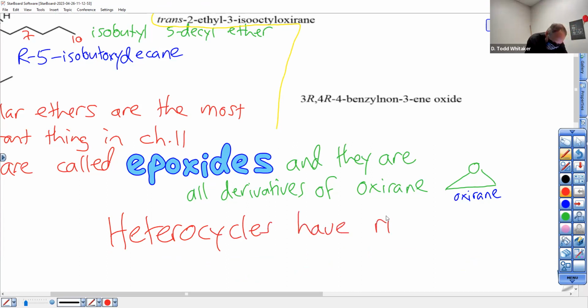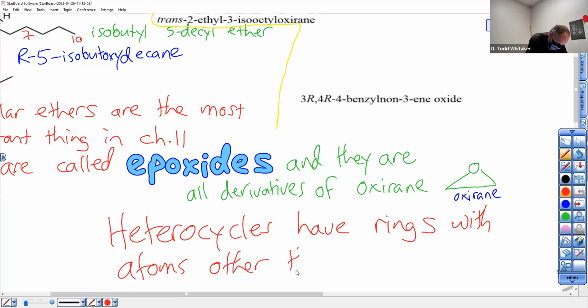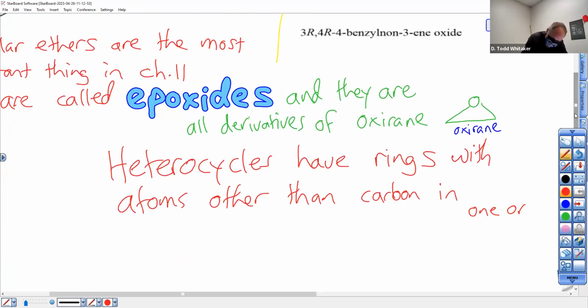Heterocycles have rings with atoms other than carbon in one of the corners, one or more. I love when it does that. One or more of the corners.